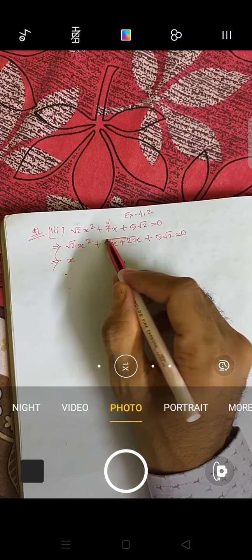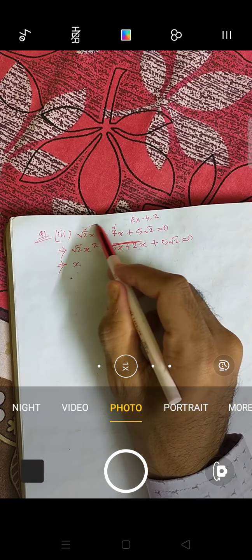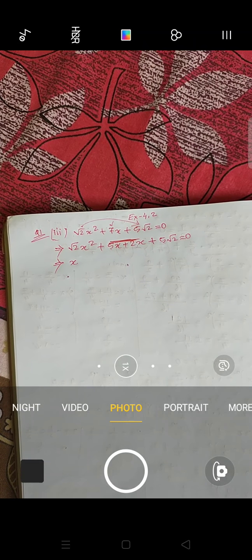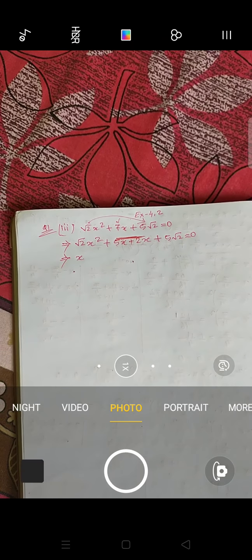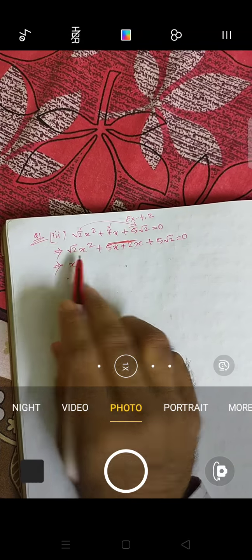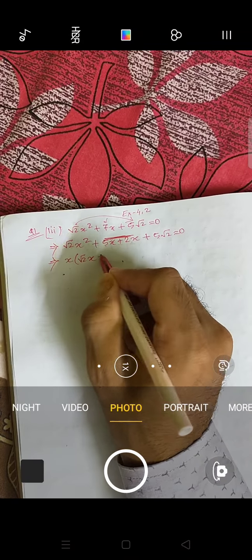After multiplying these two, we will be having 10x square, and after multiplying this and this, we will be having 10x square. That means we are getting the same result, so our middle term factorization is correct. So what we did, we have taken common x in the first two terms, so we will be having root 2x plus 5. Any problem?